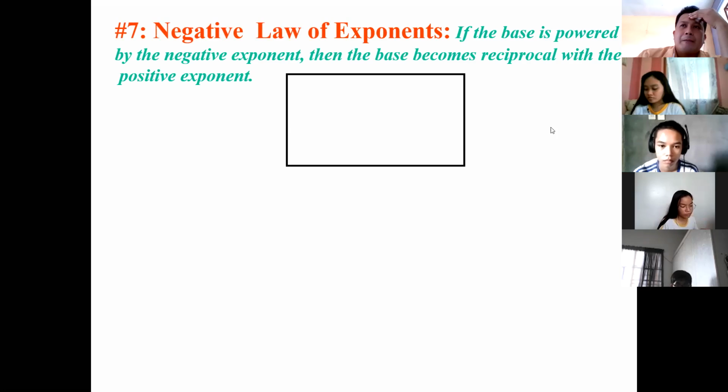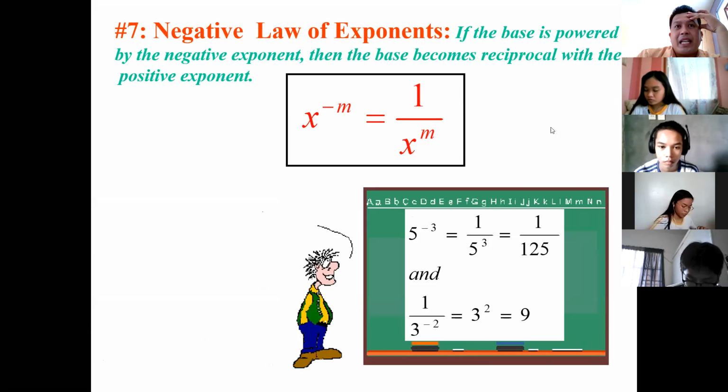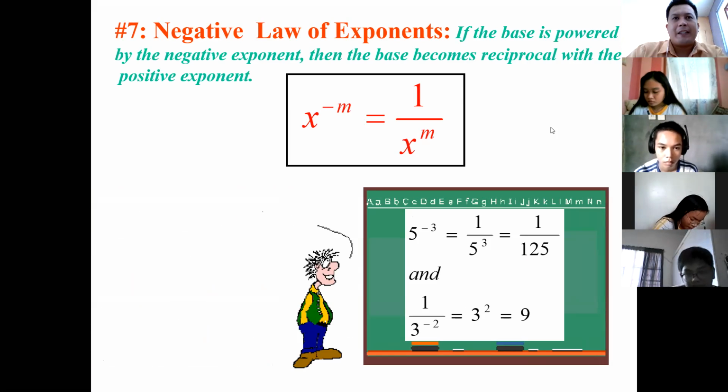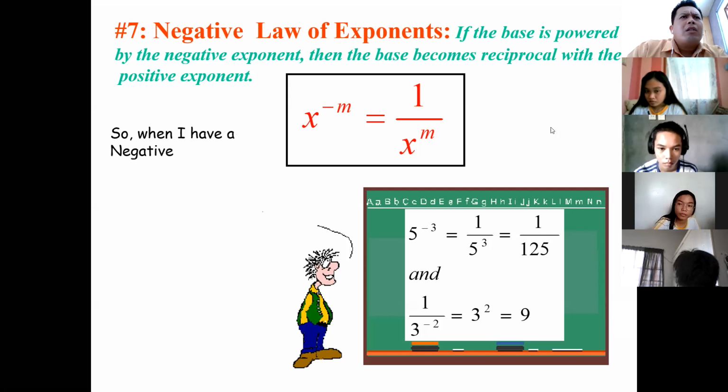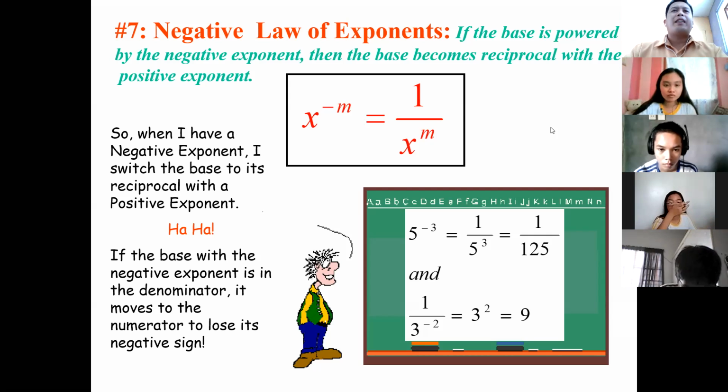We have here, if a base is powered by a negative exponent, then the base becomes the reciprocal with a positive exponent. Example, if you have 5 to the power of negative 3, it is equal to 1 over 5 to the power of 3, or 1 over 125. Similarly, if the negative exponent is in the denominator, you can bring it to the numerator and make it a positive exponent.